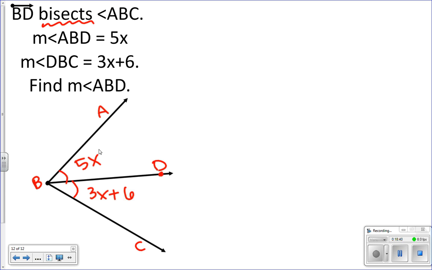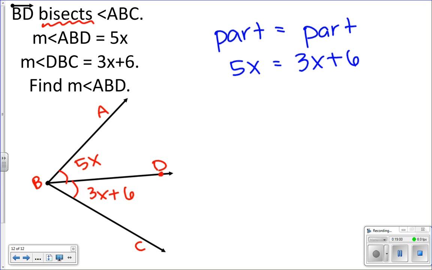Looking at this problem, when we filled it in, I didn't give you a whole at all, so you can't do part plus part equals whole, and we are going to have to do part equals part, which works because we do in fact know these are congruent. When we go ahead and fill this in, one of the parts is 5x, the other part is 3x plus 6. When you solve it, you're going to get 2x equals 6, or x equals 3.